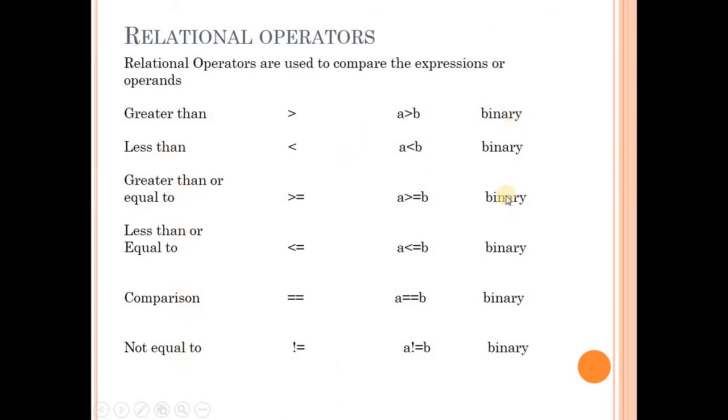And these are all binary operators. Whenever I say binary operator, you have two operands. Like this: a greater than b, a less than b, a greater than or equal to b, a less than or equal to b, a equal to b. This is very important here.